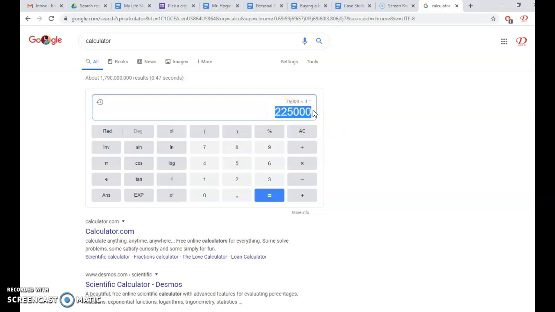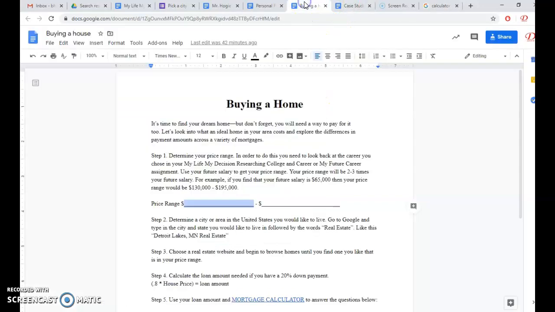This isn't perfect science, but it's just going to be a rough estimate for us. We don't want to spend more than 3 times our salary in this scenario. So if it were me, I would put $150,000 to $225,000 if that's the career I was going to use. You go back and use your own career. Some of you are going to have higher price ranges than others.